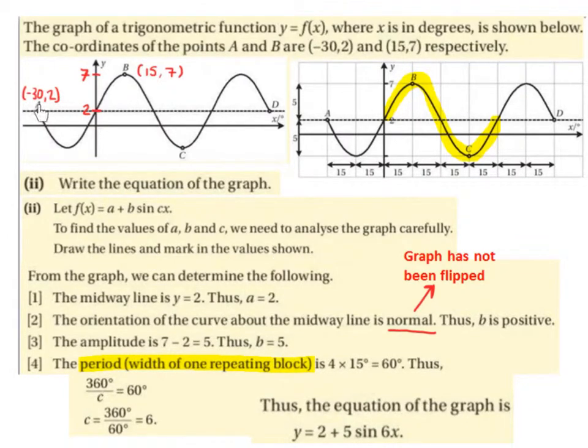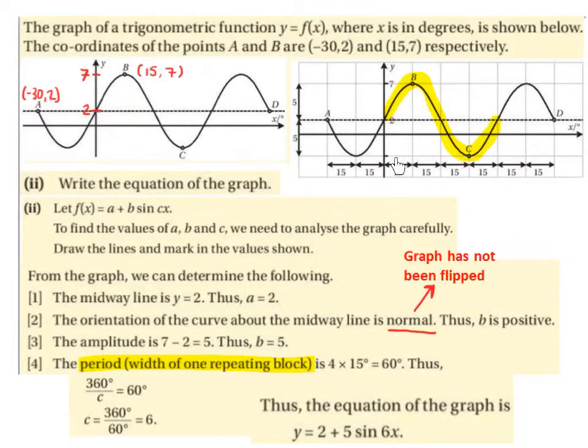Since A is the point (0, -32), then this must be the point 2 on the y-axis. And since this is the point (15, 7), this must be the point 7 on the y-axis. So we can mark in 7 on this second graph over here, and 2. So 2 is the midway line. The distance from 2 to 7 is 5. So from here to here is going to be 5, and from here to here is going to be 5.